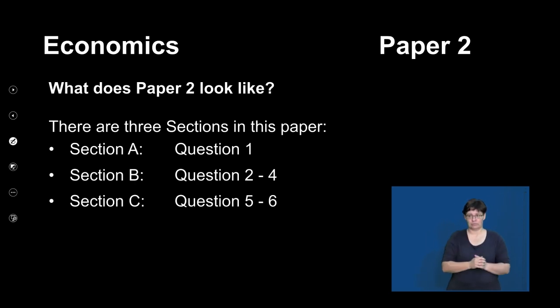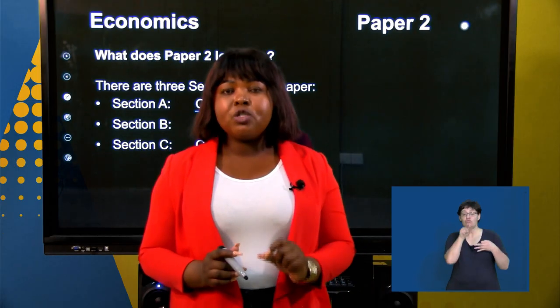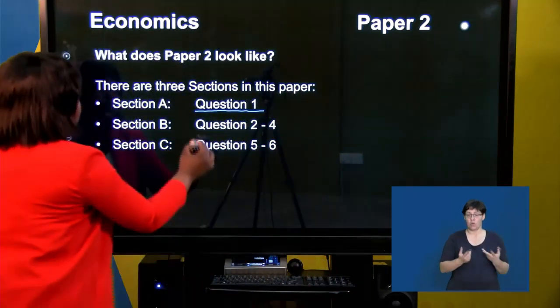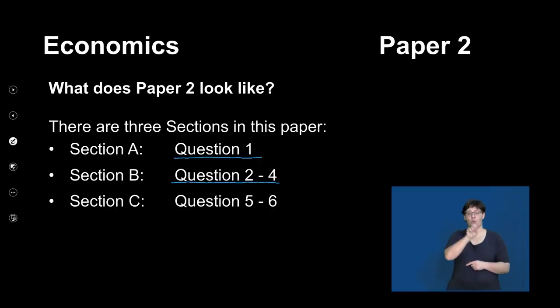As usual, our economics paper is divided into 3 sections. We've got our Section A, which is our question 1. We have got our Section B. Section B, boys and girls, has got 3 questions. You are required to attempt 2 of those 3 questions. So you've got question 2 to question 4. Then we've got our Section C. Section C has got question 5 and also question 6.